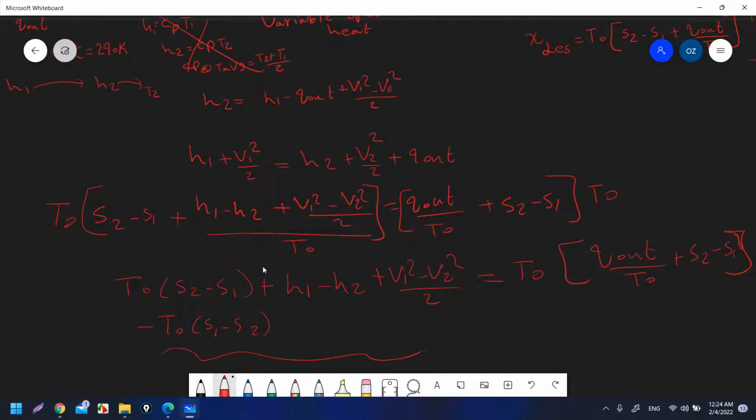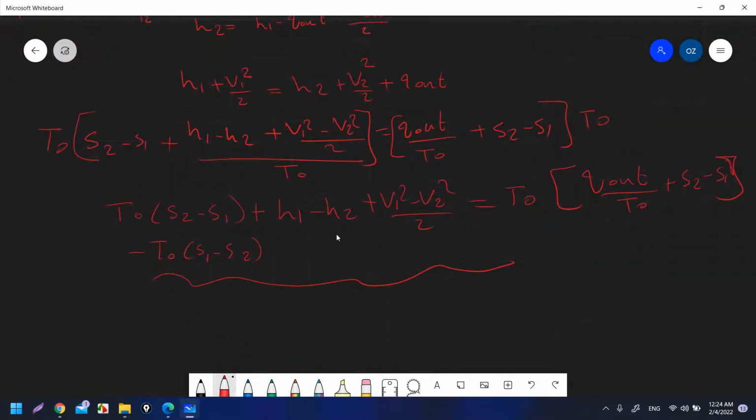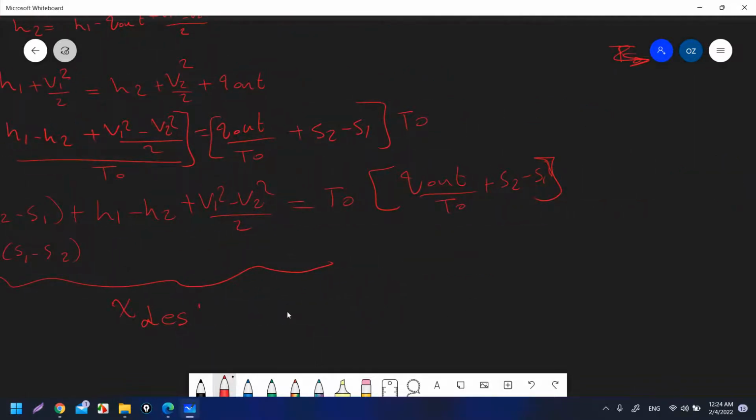So you can see that this term is the equation from the Exergy balance around the system and the immediate surrounding, okay? But here, that is the equation from T naught S generation, okay? So this one from T naught S generation, okay?